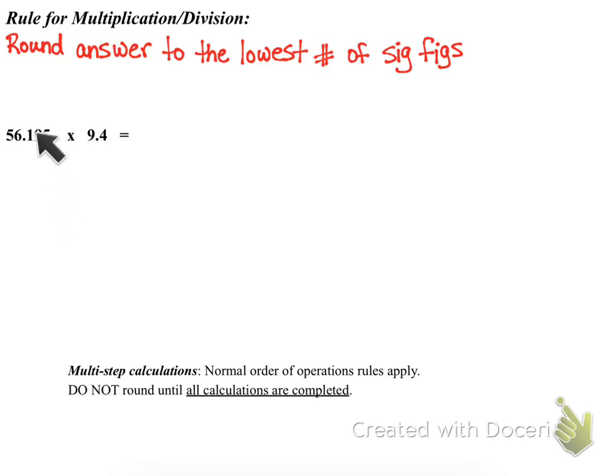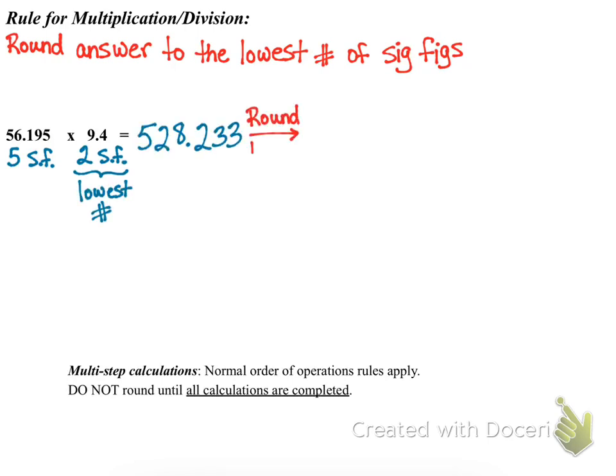In this case, 56.195 times 9.4. Plug the whole thing in. And the answer in your calculator is 528.233. I recommend that you first write down the whole number, or a lot more digits than you need. And then you go back and you look at your two numbers that go into your calculation. 56.195 has 5 sig figs. 9.4 has 2 sig figs. This has the lowest number of sig figs, so our answer has to have 2 sig figs.